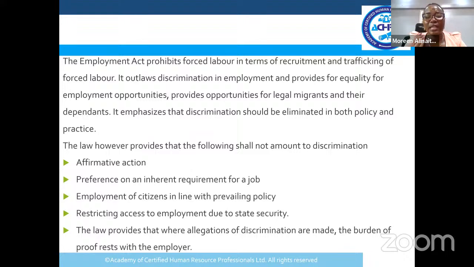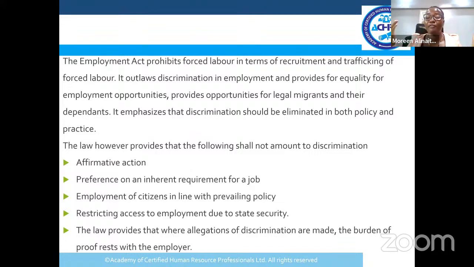There are also policies that restrict access to employment due to security reasons, state security. For example, jobs like judicial officers, people who work in the parliament, except for those, where they put it, oh, this person is from, I don't know where. Mostly, you find that this is due to state security. They don't want their secrets to be going to other countries.